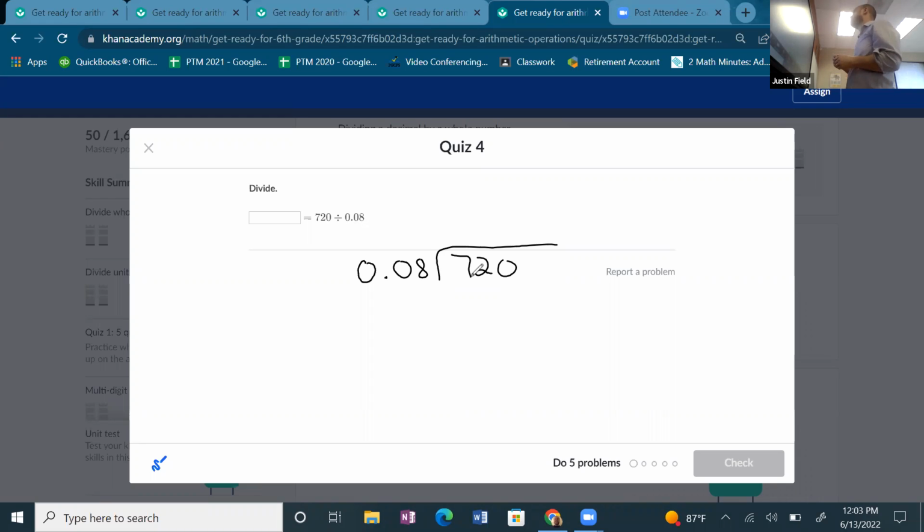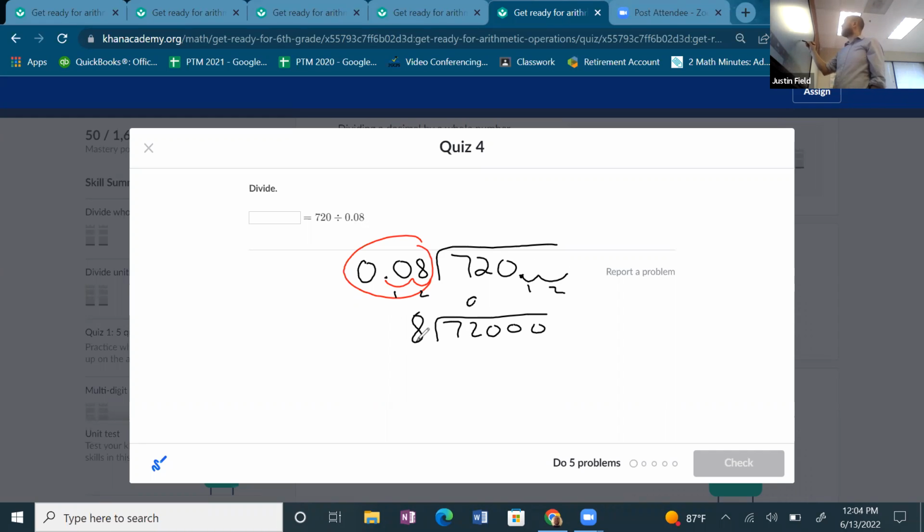But in this setup, what you want to do is take the divisor and change it so that it is not a decimal. So we need to move the decimal point over 2 spots. In order to do that, that would make it 8. But that means that we have to take the decimal point on the inside and move that over 2 spots. 1, 2. That's got to move over 1, 2. So that makes it 72000. And now we just do our long division.